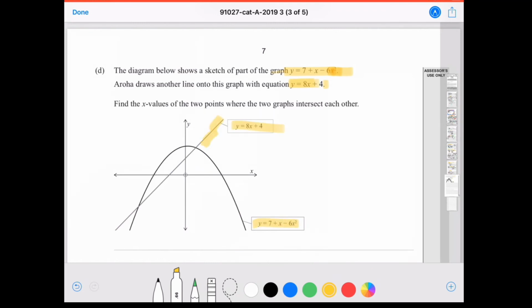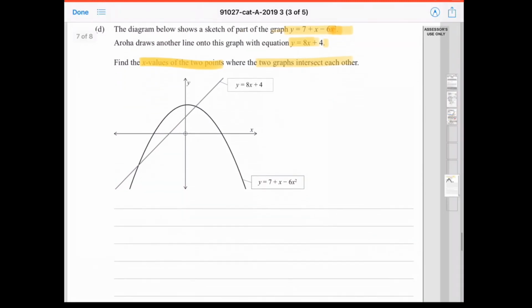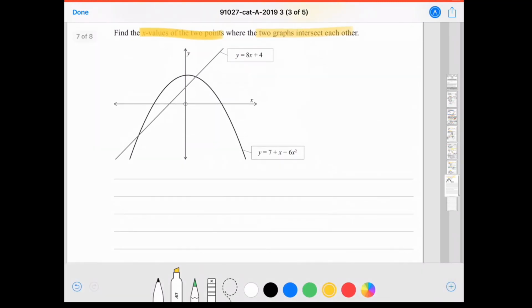This is the 8x + 4, and this is 7 + x - 6x squared. Let's take out that highlight just to make it easy on ourselves. The question says, find the x values of the two points where the two graphs intersect each other. The crux of this question is the fact that the two graphs intersect each other. And when they intersect, it means they touch, right? And it's here and here.